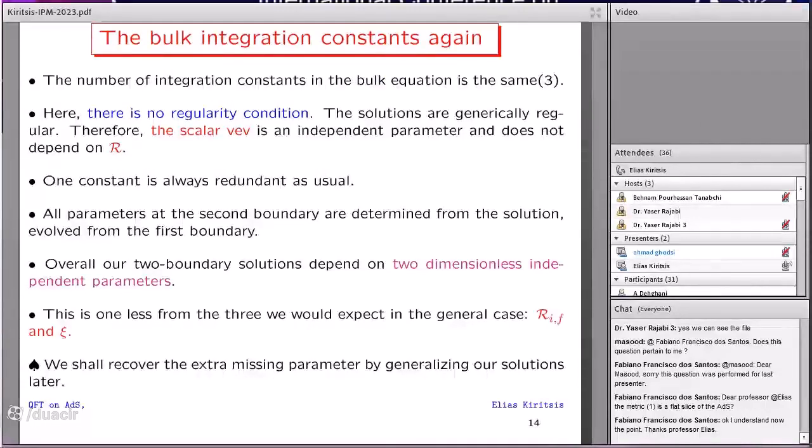The number of integration constants, of course, the bulk equations are the same, there are three. However, the big difference here is there is no regularity condition because the manifold never swings to zero. And in fact, it can never swing to zero because this is never regular. But it bounces and becomes infinite again, and therefore there are no regularity conditions. Therefore, the scalar wave is an independent parameter and doesn't depend on R.